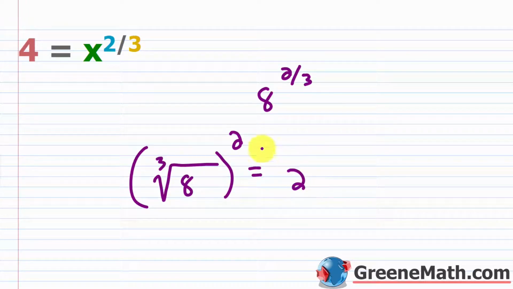So this becomes 2, and then if I square it, I get 4. So that one checks out. What if this was negative 8? Okay, what if it was negative 8?